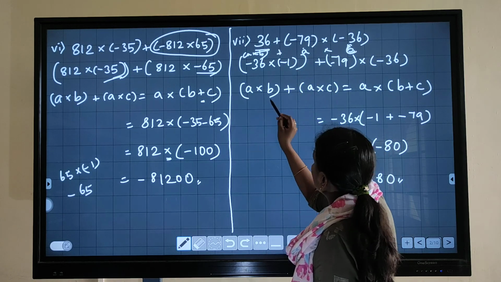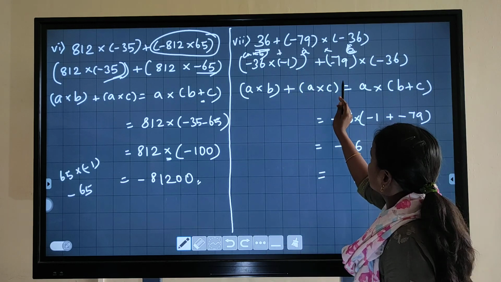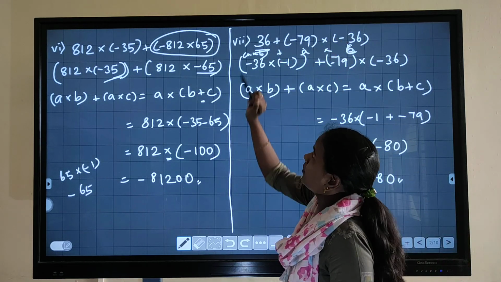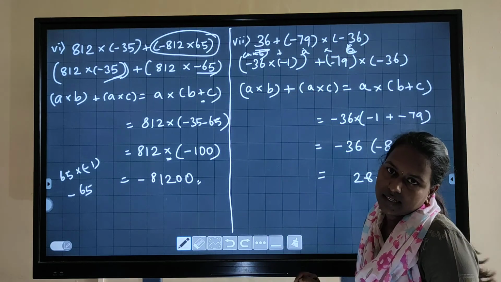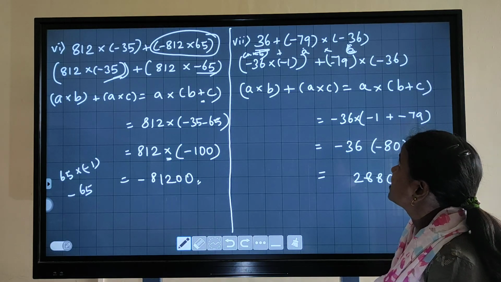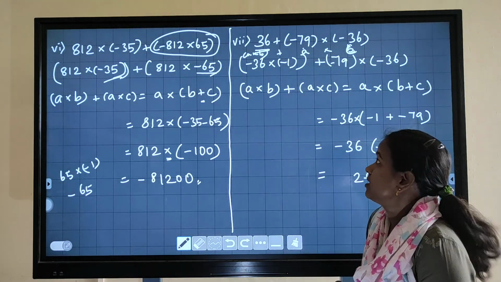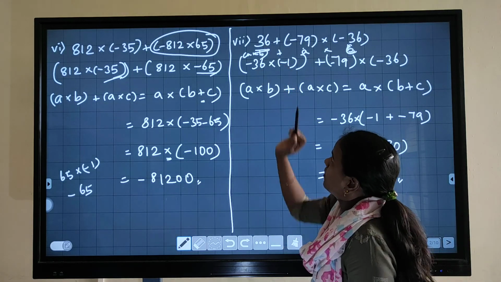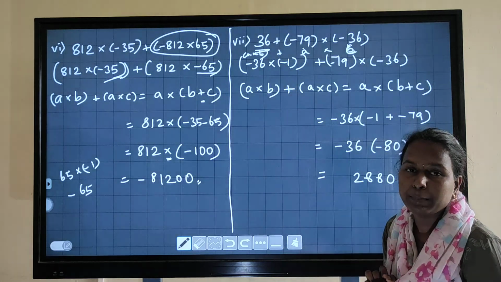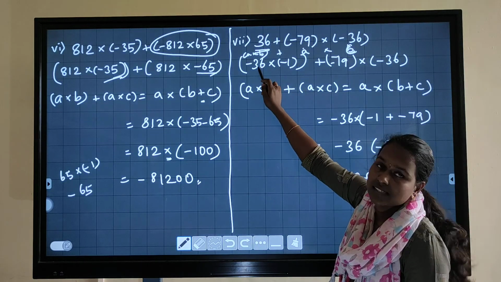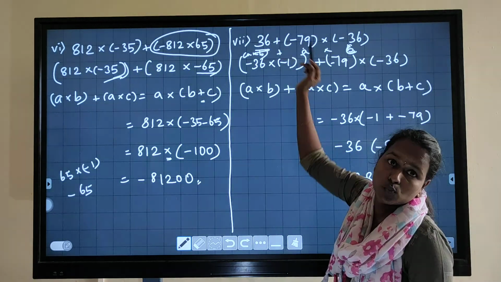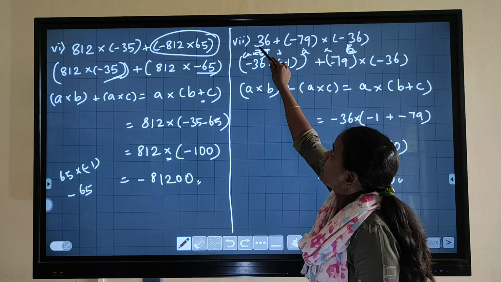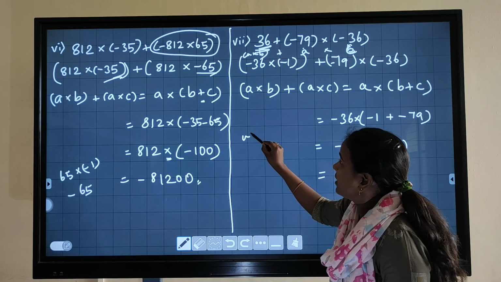Plus, see what is the formula? A multiplied by B plus A multiplied by C. Here A multiplied by C is given, plus is given, A multiplied by B is given. So that is 36. How can we change that into minus 36? I am going to write it as minus 36 multiplied by minus 1. If you multiply minus 36 with minus 1, your answer is plus 36. Am I right? So plus 36 will come. So plus 36 is the answer of A multiplied by B.